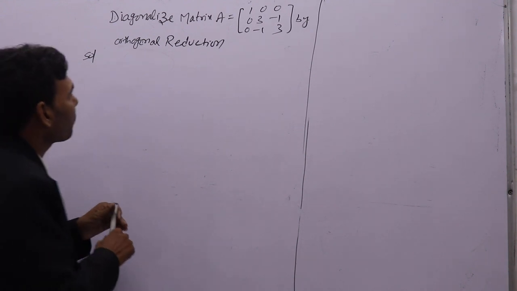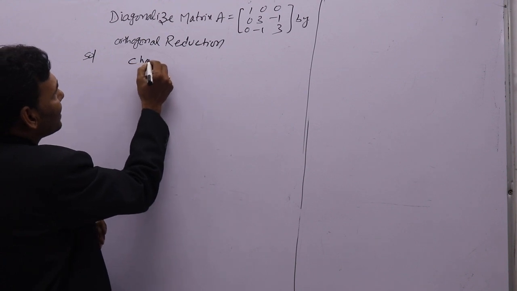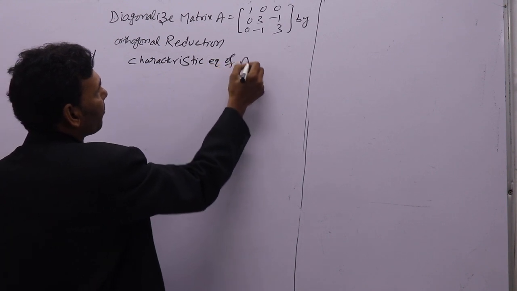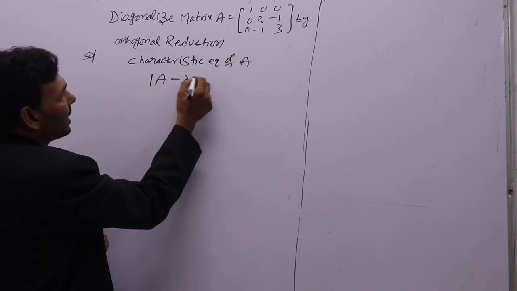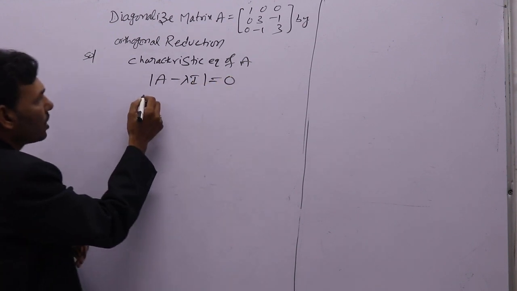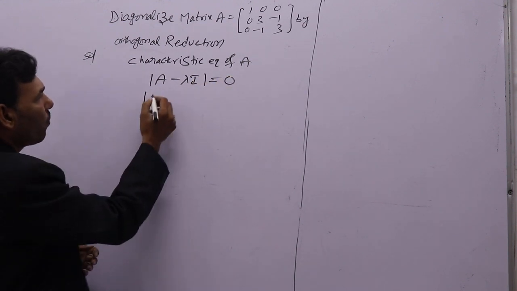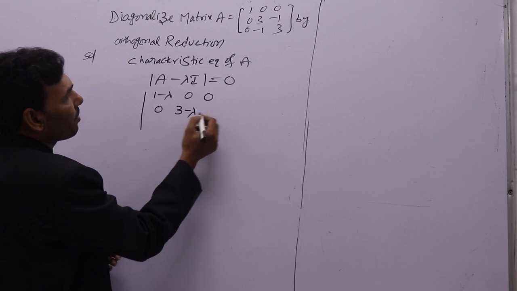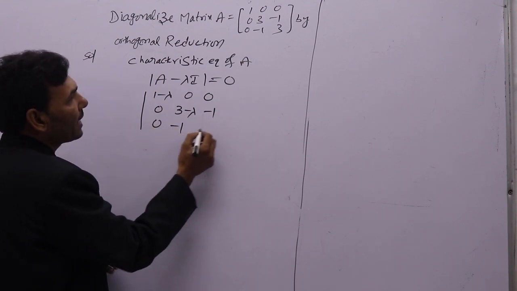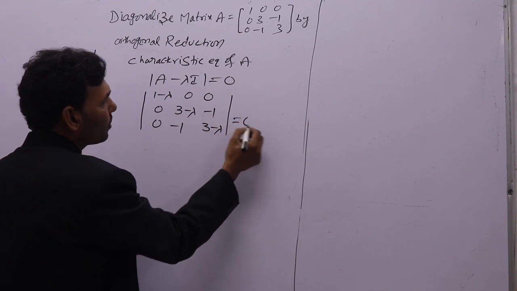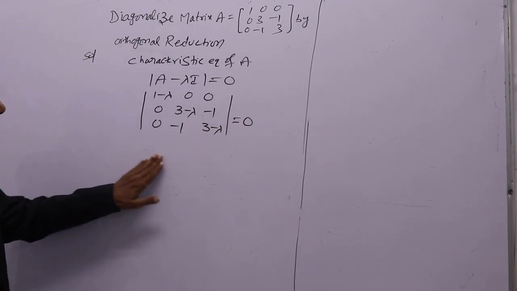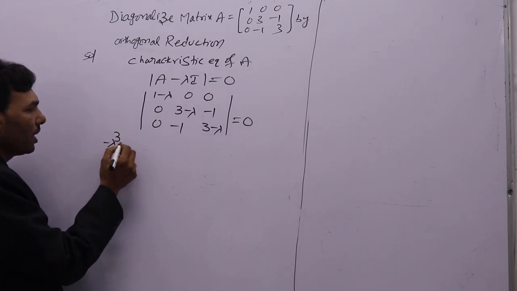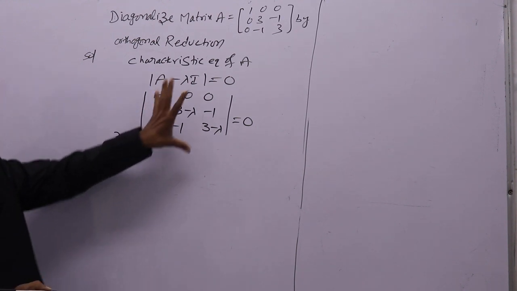For that, same procedure. First, write the characteristic equation of A, which is det of A minus lambda I equal to 0. So subtract lambda from the diagonal: 1 minus lambda, 0, 0; 0, 3 minus lambda, minus 1; 0, minus 1, 3 minus lambda, equal to 0. Next, we need to find the characteristic equation. To find it, we know one small shortcut. Using that, we can easily calculate the determinant of this matrix.